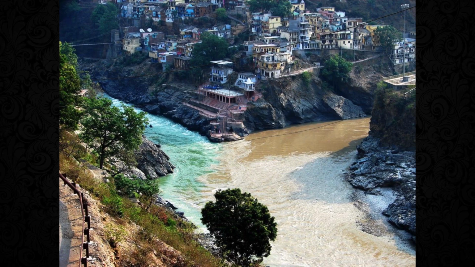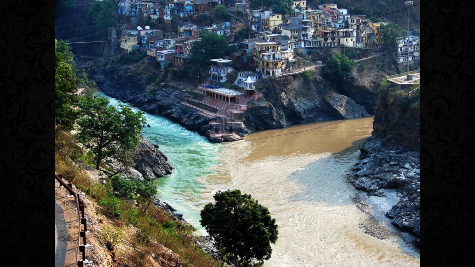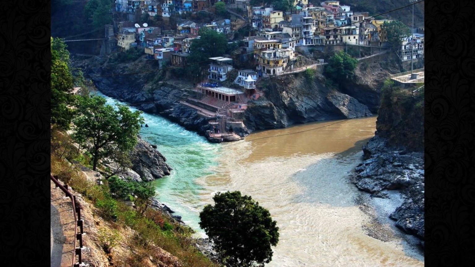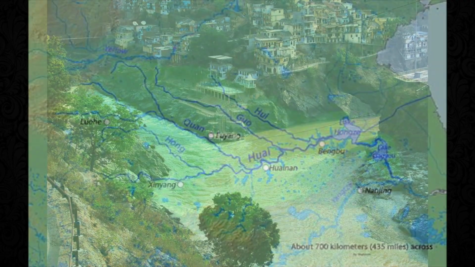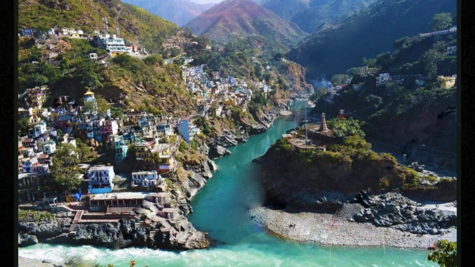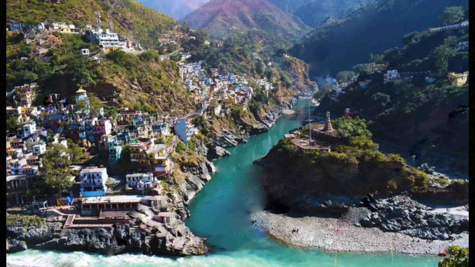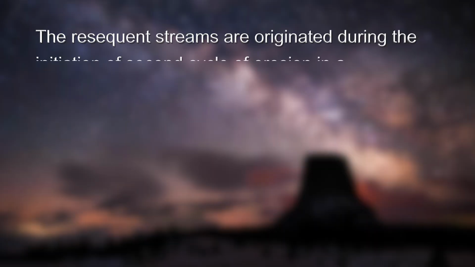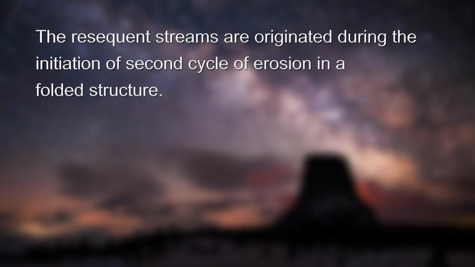Resequent streams. The tributary streams following the direction of the master consequent are called resequent streams. Resequent streams originated at a much later date in comparison to the master consequent stream. Since they are of recent origin, they are called resequent. They developed in response to a new base level. The resequent streams originated during the initiation of the second cycle of erosion in a folded structure.